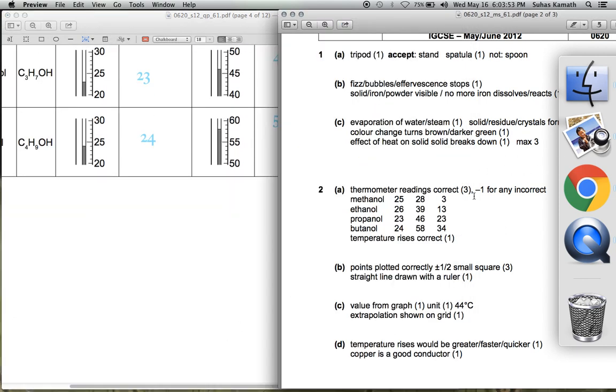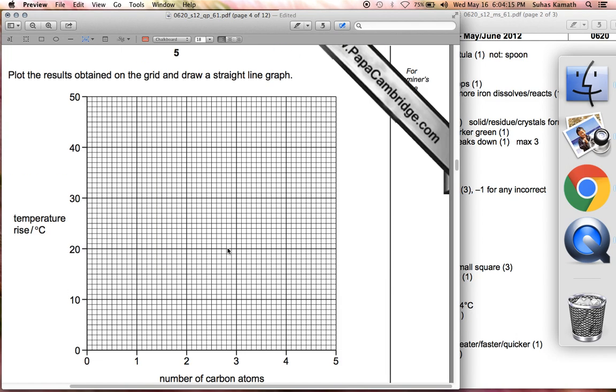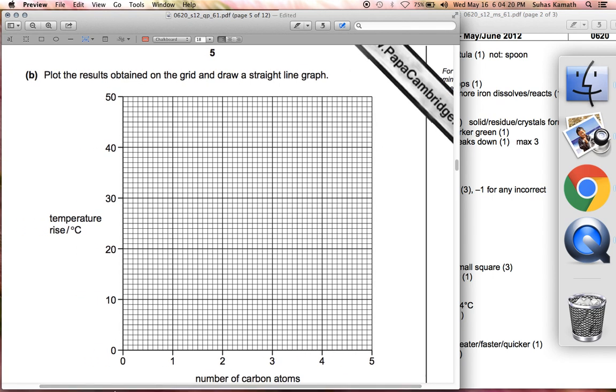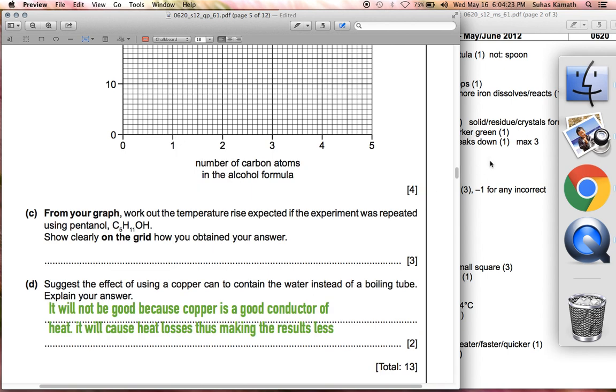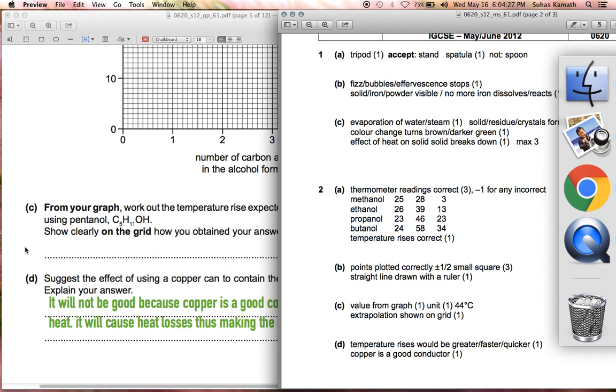So minus 1. So thermometer readings correct. So 1 wrong. And temperature rise is correct. So got 3 marks here. So plot the results obtained on the grid and draw a straight line graph. Show clearly on the grid.